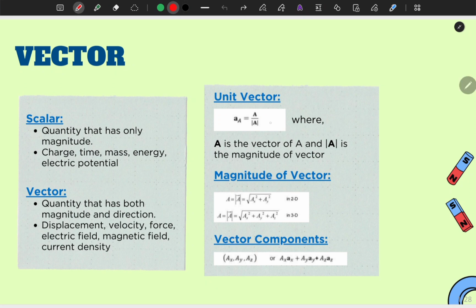Unit vector uses this equation where A bold is a vector of A and modulus A is the magnitude of vector. The magnitude of vector represents how strong or large the quantity is, for example, speed or force strength. Vector component allows us to break vector into parts along the x, y, and z direction, making the calculations easier.